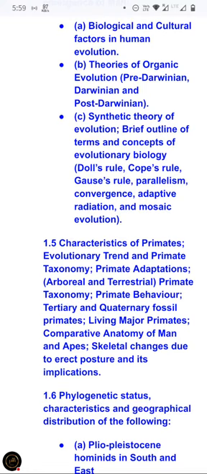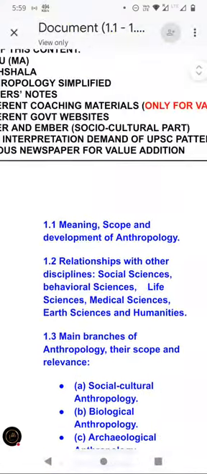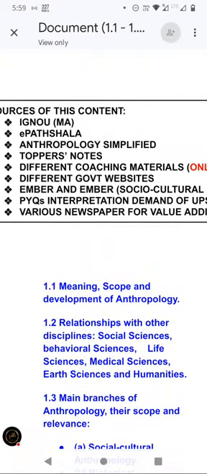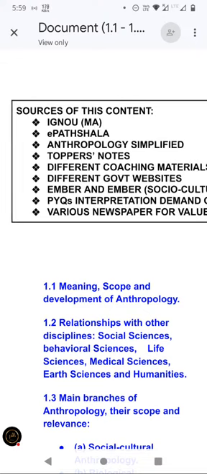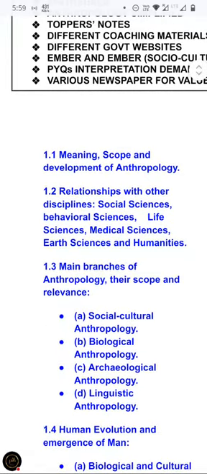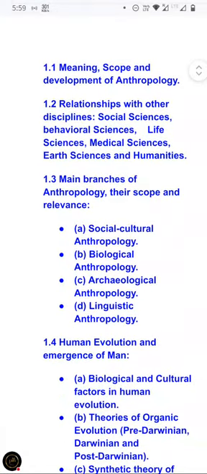And I will post the current affairs update every week and every month. And these are the features of this course: you will not need to purchase each and every material from the market. You can find everything in this PDF, so you will not purchase the anthropology optional resources from the market.